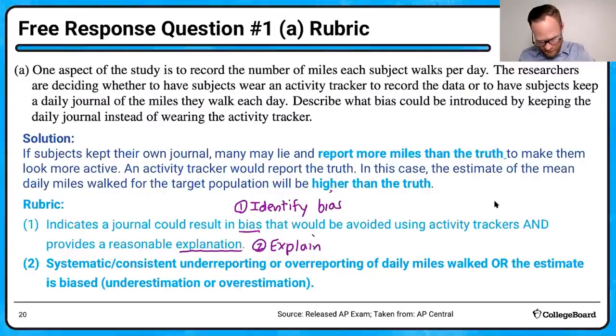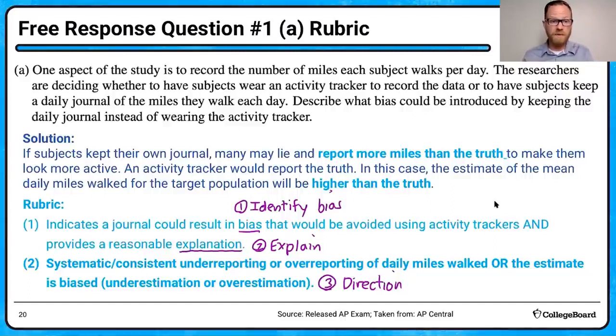And then the third part here, which you see in component 2, is about indicating what I call a direction. So the estimate that is going to be gathered using this method is going to be an underestimate or an overestimate of the truth, and you have to provide that explanation or that direction there. So you may not look at this question and think that there are all 3 of these things that are necessary, because the question just says describe what bias. But you should know that anytime a question is asking about bias, you're going to want to include these 3 things: identify the bias, explain why it creates bias, and then give a potential direction.